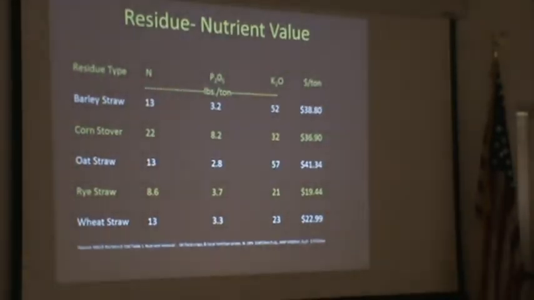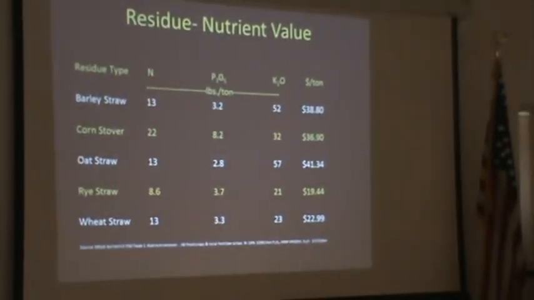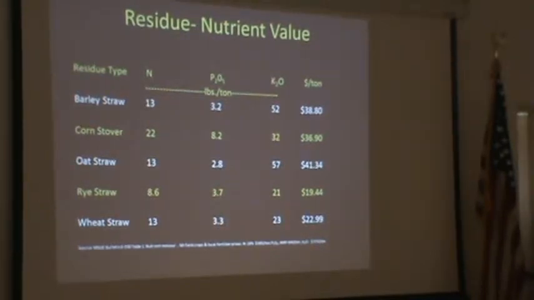And when we look at what the nutrient value is of this residue, I took what the residue removes in pounds per ton and multiplied it by the amount of money in today's fertilizer prices that it costs for a pound of N, a pound of P2O5, and a pound of K2O. And depending on the type of residue, it's anywhere between $20 and $40 an acre per ton of residue removed. So just for the residue.